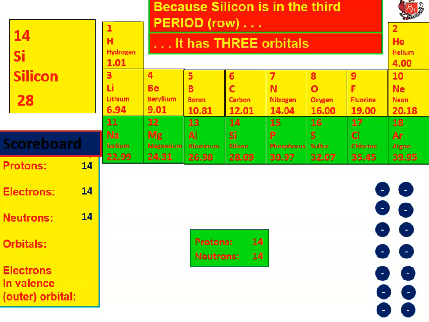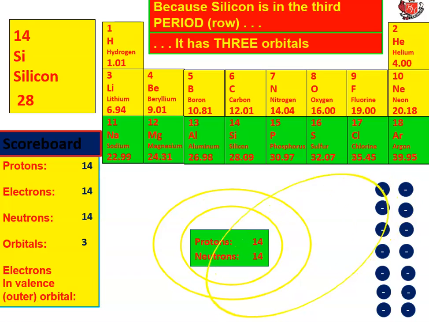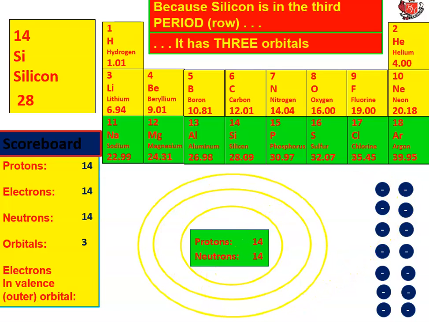So here come the orbitals. We'll fill in our scoreboard first with 3 orbitals. And here come the orbitals. There's 1, there's 2, and there's 3. Okay, all right. So now we're ready to start placing our electrons. So here we go.